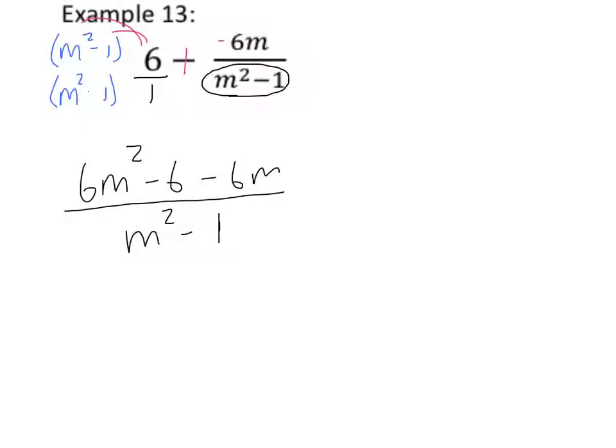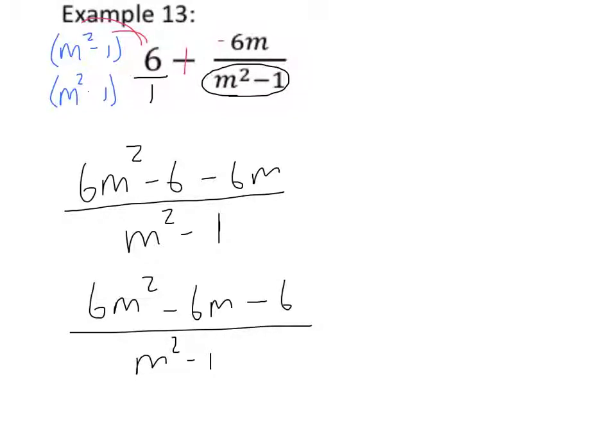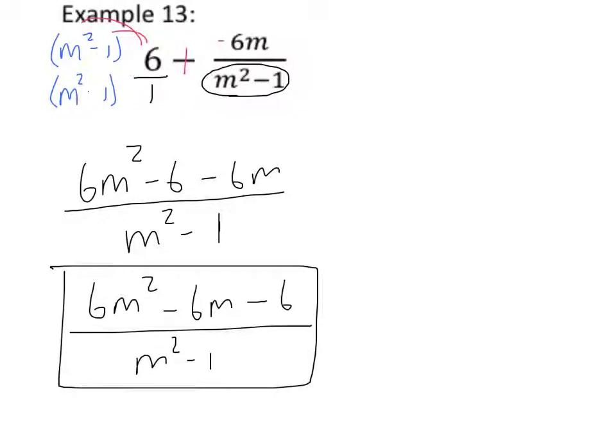And it's best to write them in order, so I should write the m term second and not last, and that is considered good enough. Now at some point we might want to factor and see if things can cancel, and that might be possible in the future, but right now this is good enough.